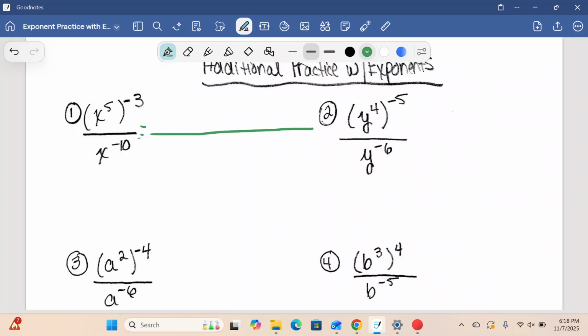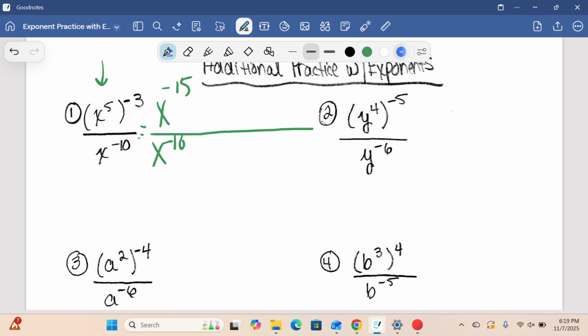So if you look at the top right here, the top is the numerator, and looking at that, you have a power raised to a power. So what I'm going to do is I'm going to multiply. I'm going to keep the same base of the x, and I'm going to multiply 5 times negative 3. And the answer is going to be negative 15. And then on the bottom, I'm going to have nothing there other than it being x to the negative 10. So just by looking at that, I have negative 15 and a negative 10.